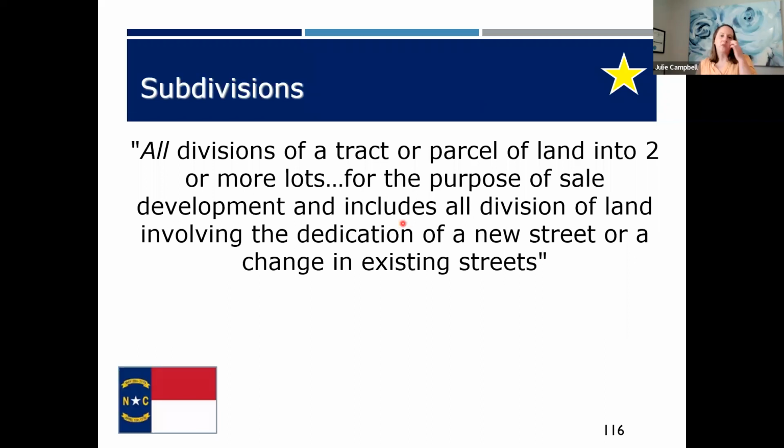There's a whole lot of work that goes into creating a subdivision before you and I ever see the equipment that shows up to start clearing the land and start building. There's a whole lot of work that goes into it, and getting permission is part of it.